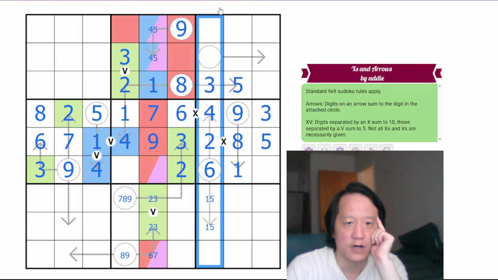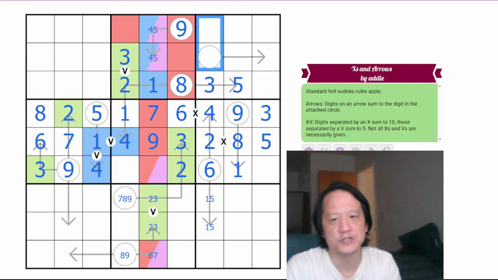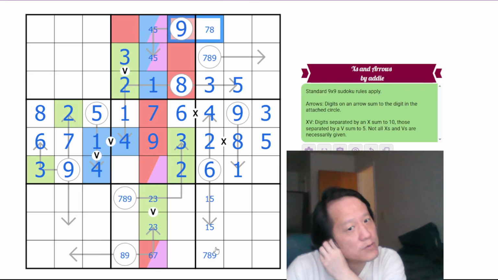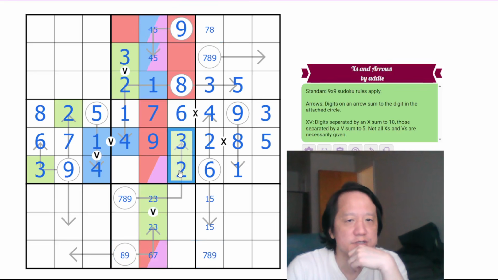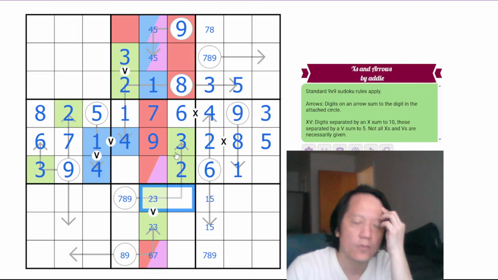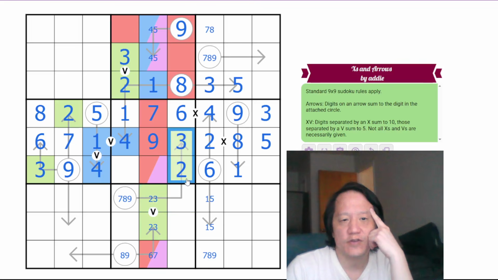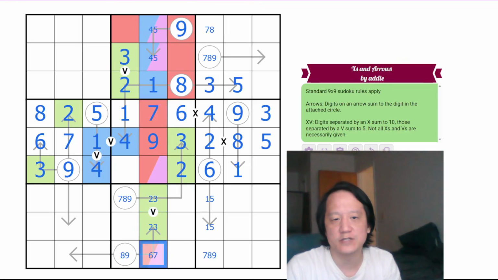Remaining digits of column 7 are 7, 8, and 9. No 9 here because of 9 in the row. Well, 7 eliminates 7 here, so that's 6. So this can't be pink here because of the 4, 5. This can't be pink here. So this must be 8 left, which makes this a 5 left here.